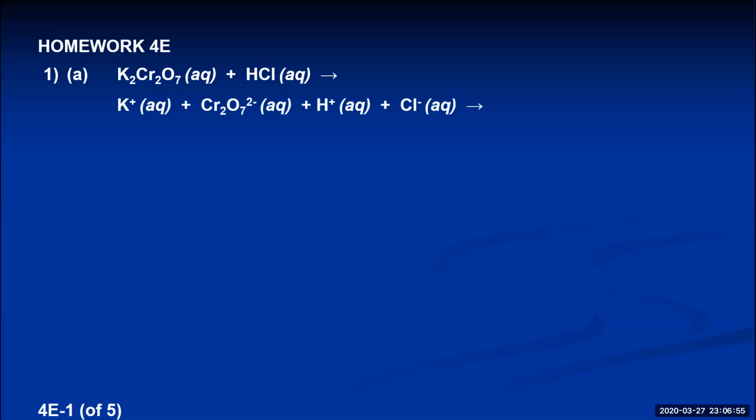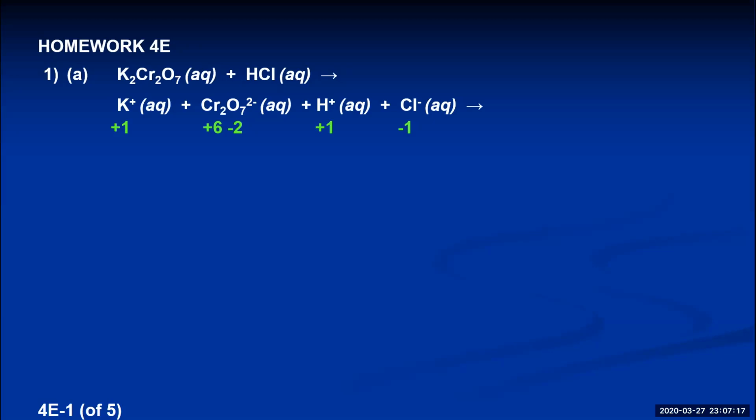If we recognize one of the reactants as a strong oxidizing agent, then we know it's going to be a non-obvious redox reaction, and we predict the products by calculating the oxidation numbers of all the elements in the equation. Potassium's positive 1, in the dichromate ion chromium's positive 6, oxygen's negative 2, hydrogen's plus 1, chloride's minus 1.